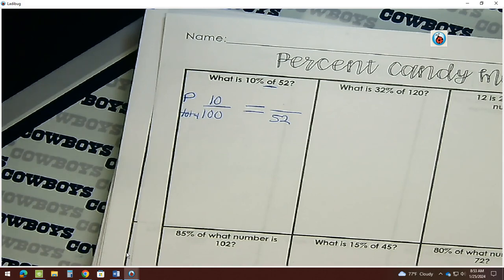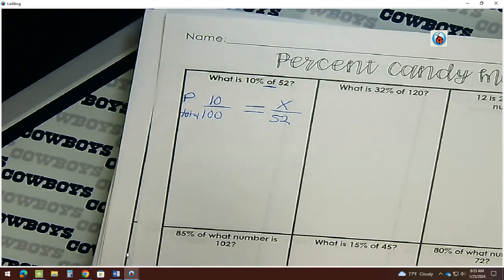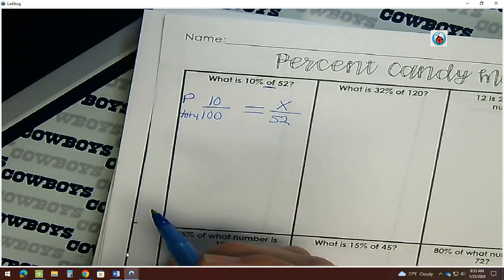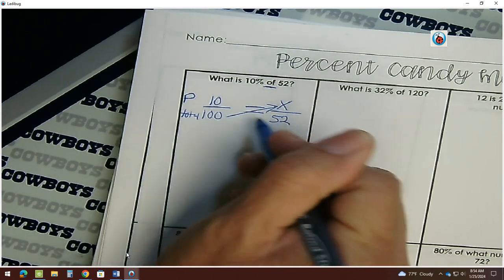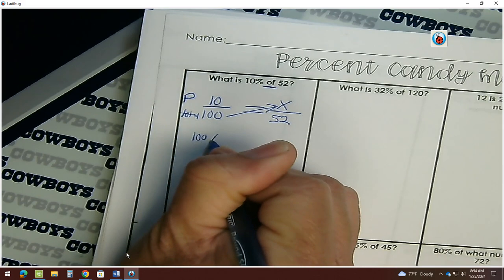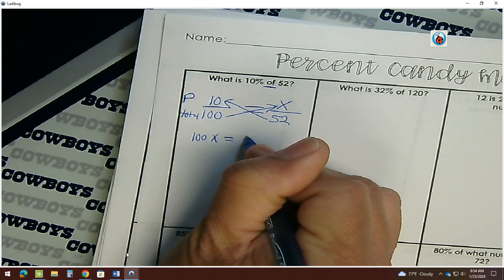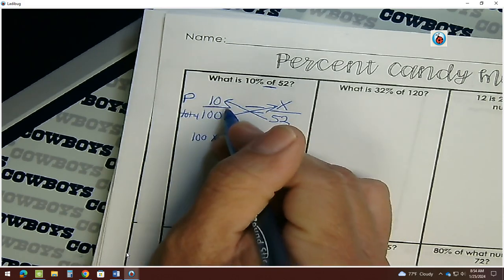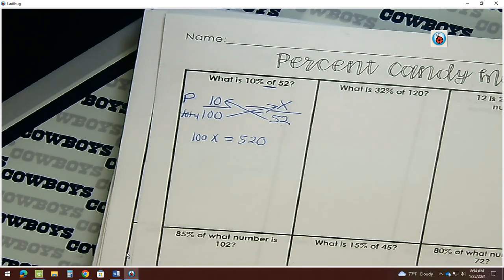So what do we not know? We do not know the part. We know the percent is 10%, but we don't know how much is that of the 52. Once you have that, we know what to do. 100 times x equals 52 times 10. What do you do when there's zeros? You just put the number, 52 times 1 is 52, and then how many zeros do you see there? You just add it. Questions?